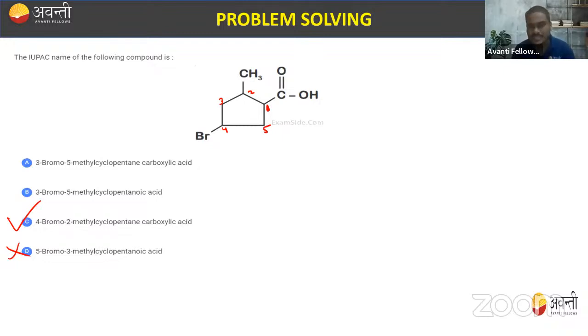The more you practice this first type of question, the more easily you can solve it, right? So the correct option is C. That is the 4-bromo 2-methyl cyclopentane carboxylic acid. Right.